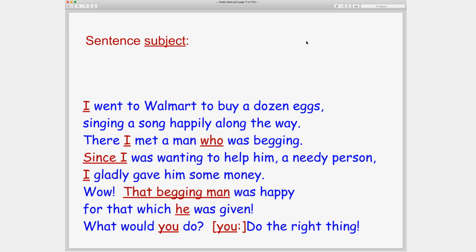Now we have the subject of the sentence. I went to Walmart. I is the subject of went. I is the subject of met. Okay, I and who is the subject of begging. So the subject includes more than a word sometimes. That begging man is the subject of was.